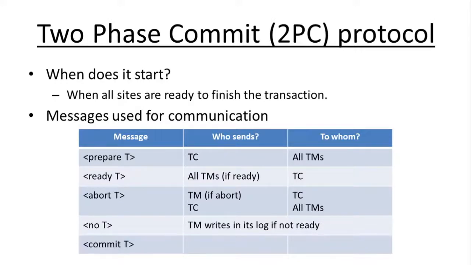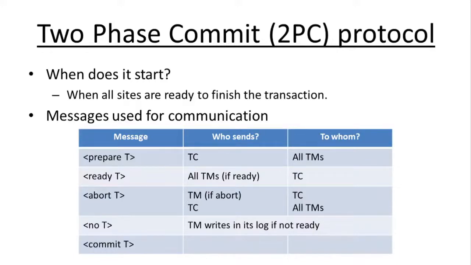All the transaction managers of the participating sites respond with ready T if they are ready, and the transaction coordinator receives this message. The third one is abort T. This is sent by a transaction manager if it is not able to finish the transaction for some reason, for example when all the transaction managers are ready except one.